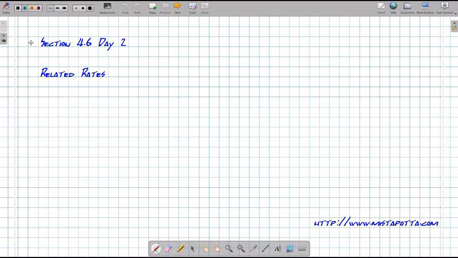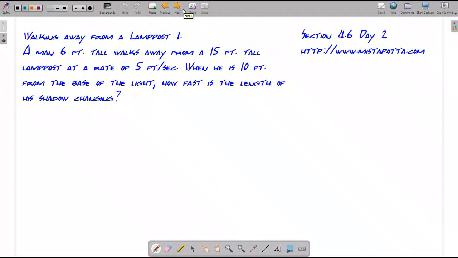And so there's a couple of other standard problems that we see a lot when we're talking about these related rates. And I'd be remiss if I didn't start by talking about the lamppost problem. So here's an example situation.